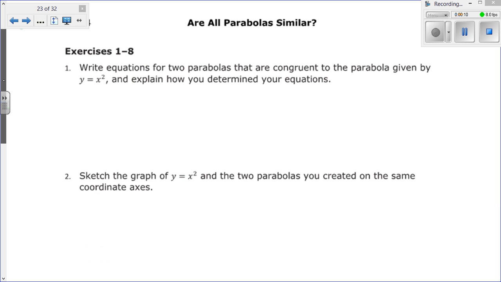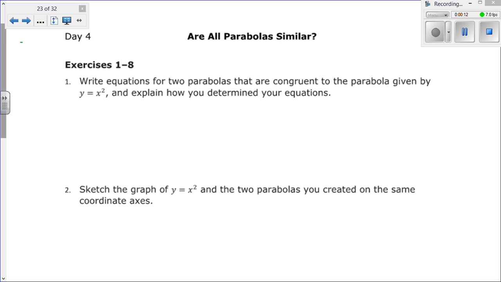We showed yesterday and the day before that some parabolas were congruent, not all parabolas were congruent. And in order for a parabola to be congruent, the distance between the focus and the directrix had to be the same. So write equations for two parabolas that are congruent to the parabola given by y equals x squared and explain how you determined your equations.